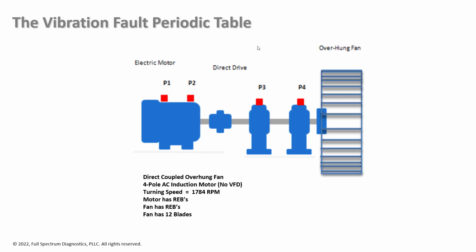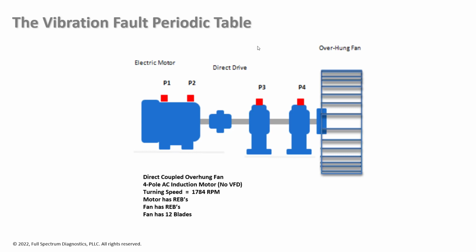This is our machine. We take a step back and take a look at it. We're taking data at the 4 positions shown, the red blocks. Our normal detection in the field is remote applications. We bring our box with us, and we take an axial, a horizontal, and vertical measurement at each one of these locations. The machine is a direct coupled overhung fan.